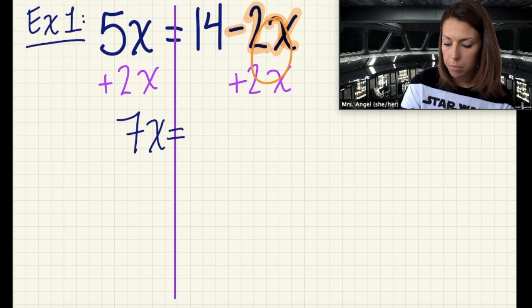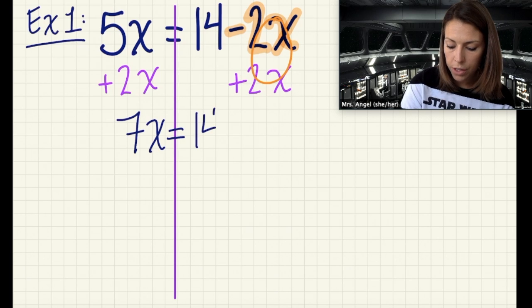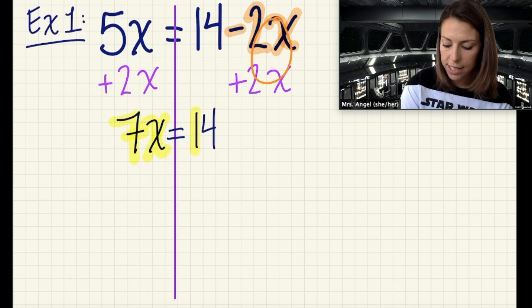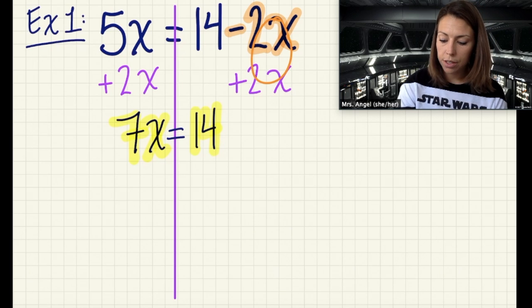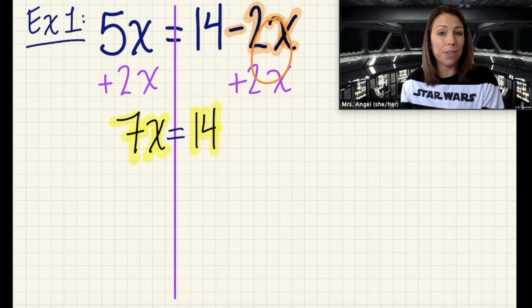And 14 minus 0 is 14. So if you look, we have now met our goal. We have a single term on the left, 7x, and a single term on the right, 14. Why did we want to do that? Because now it's fairly simple to solve.